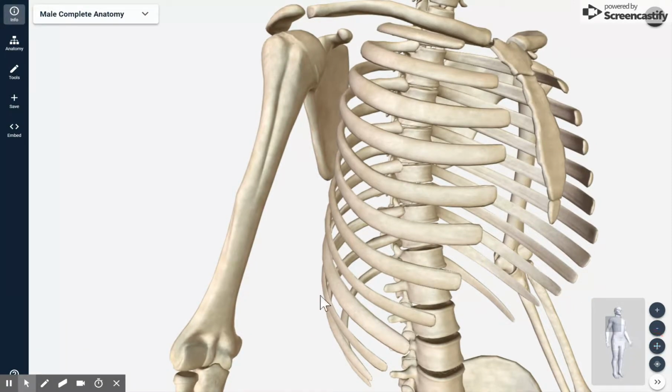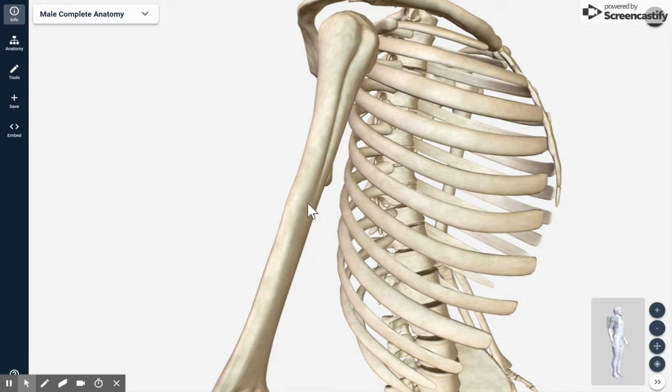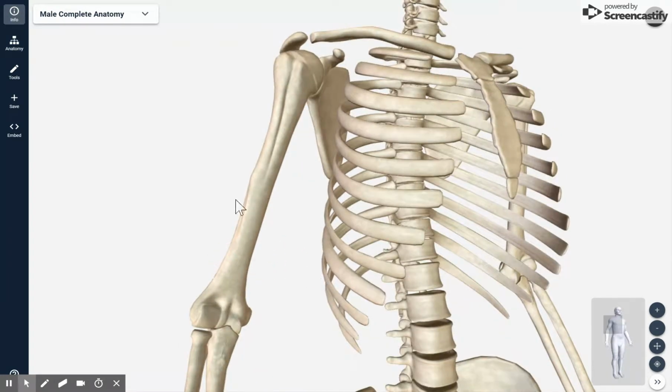you have this point right here. I don't know if you can see that. Let me try to rotate. Yeah, so there's this little prominence right here. This is the deltoid tuberosity, where the deltoid muscle, or your shoulder muscle, attaches.